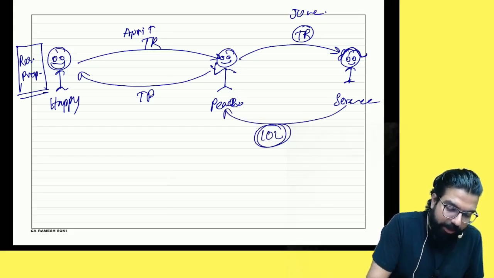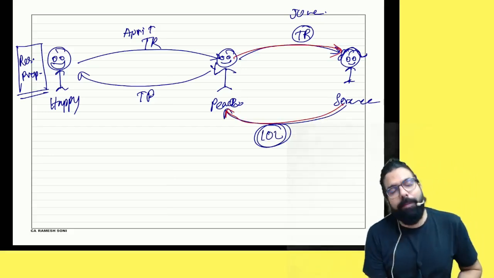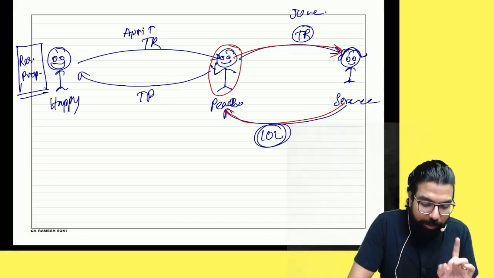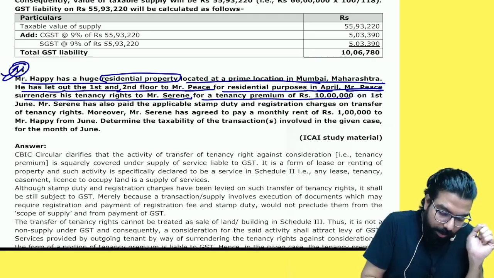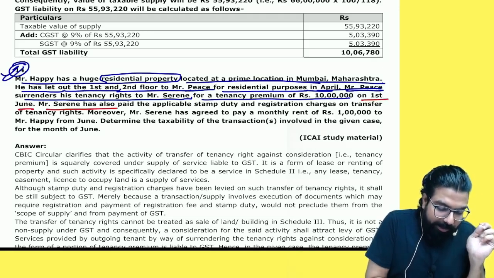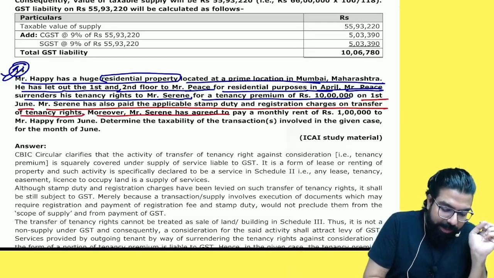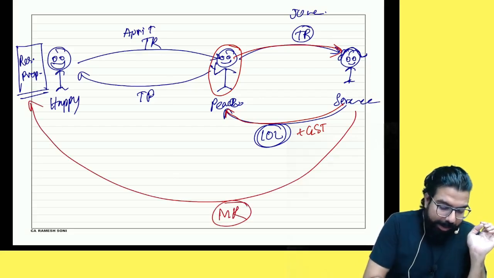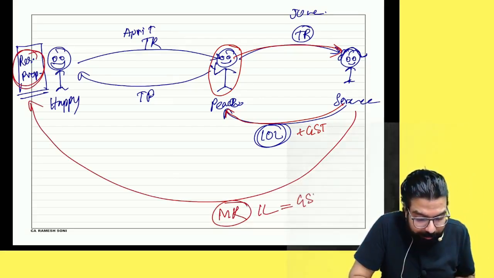My question over here. When he sold the tenancy right and received tenancy premium, taxable or exempt? Why taxable? Because he is just doing business in the tenancy right, and hence it will be always taxable. Then next. On 1st June, Mr. Serene has also paid the applicable stamp duty, etc. Moreover, Mr. Serene has agreed to pay a monthly rent of 1 lakh to Mr. Happy. People, 1 minute. He is going to pay monthly rent of 1 lakh. Is it residential property? Is the rent taxable or exempt?